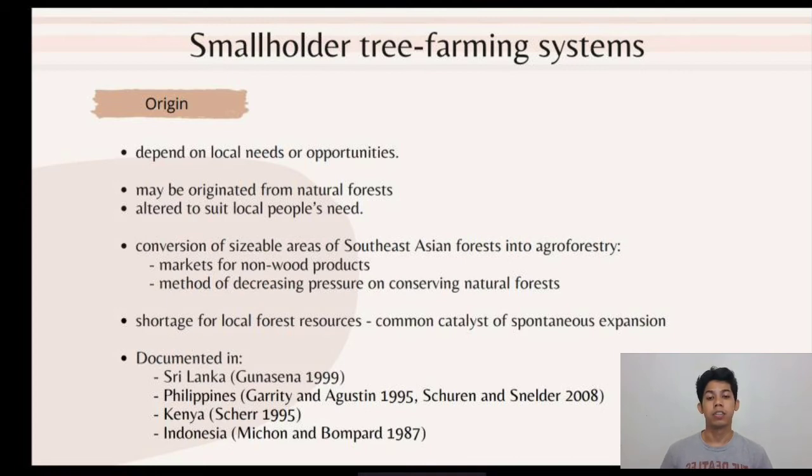Okay, so what is smallholder tree farming system? The term smallholder tree farming system is interchangeable with smallholder agroforestry system. It depends on local needs or opportunities. Smallholder systems may focus on tree crops, agricultural crops, livestock, or a combination of these three. These various systems will differ greatly in size, species, component, tree density, tree longevity, and management intensity.